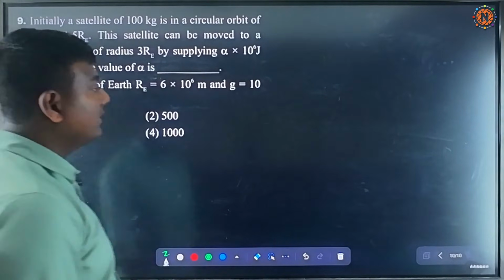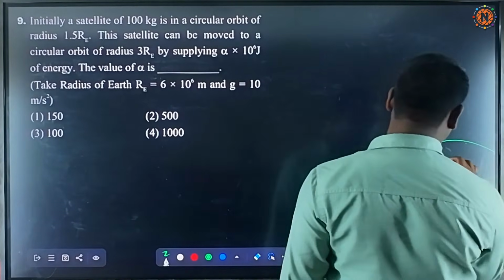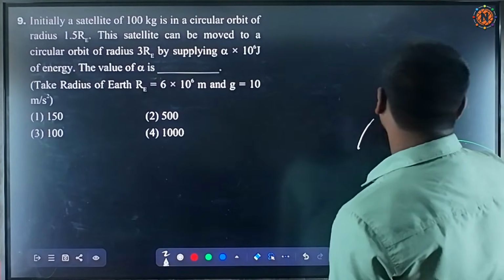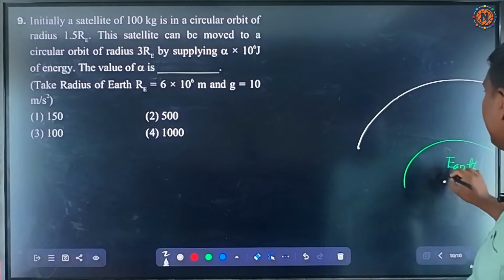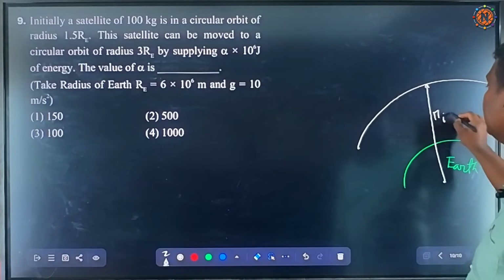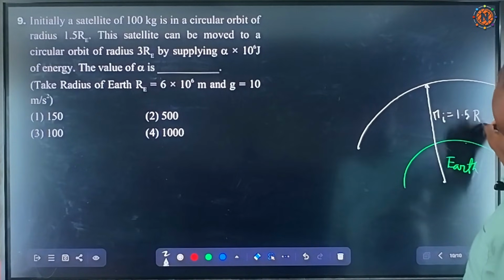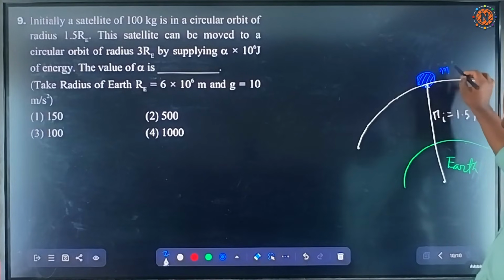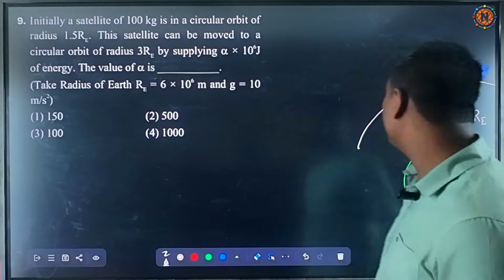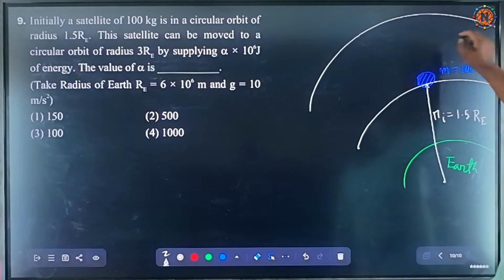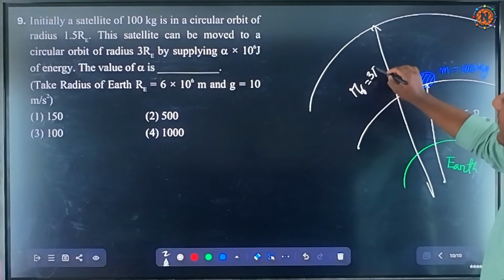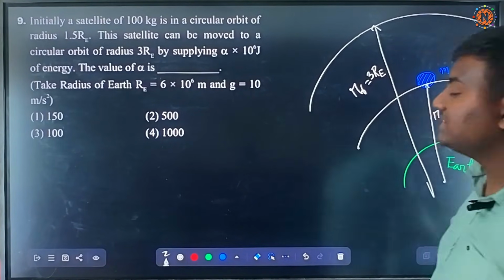So in this question, let us consider this is the earth. Okay, a satellite is there. From the center of the earth, that distance will be, let us consider r initial, that is 1.5 times radius of the earth. A satellite is there at this position. Let us consider this mass to be m, and this is given as 100 kg. Now this satellite has to be moved to a circular orbit of radius, let us take RF, and it is 3 times radius of the earth. Okay, so how much energy will be needed?